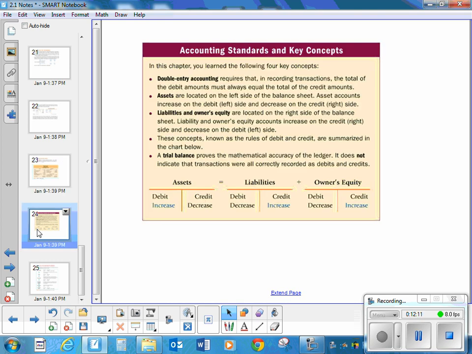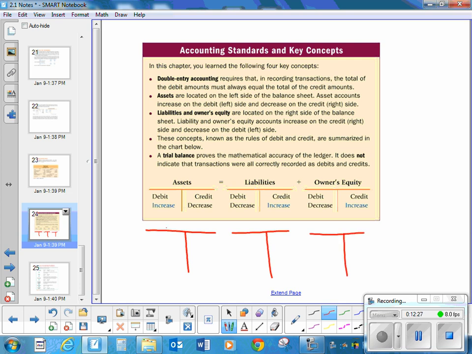Okay, and then just a review of the standards and the key concepts that we talked about in this section, talking about left side and right side. I don't like to use these T accounts with words. I like to just use a chart like this. We have our assets. We have our liabilities. We have our owner's equity. This really is the most important thing I can tell you at this point. Assets have normal debit balances. We increase them on this side. We decrease the account on this side.